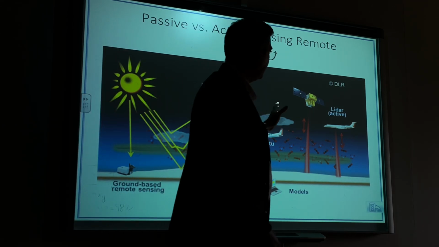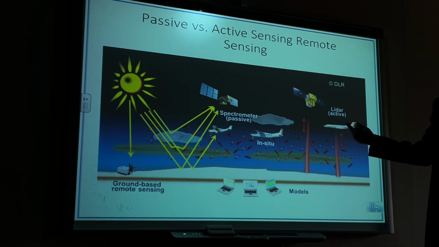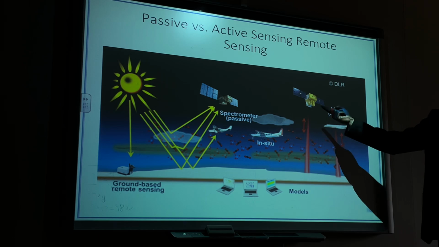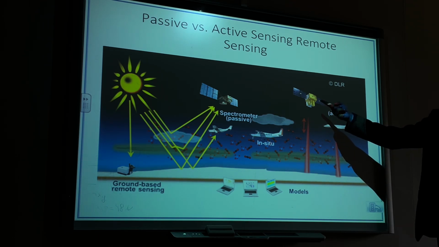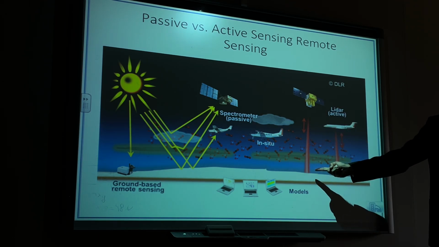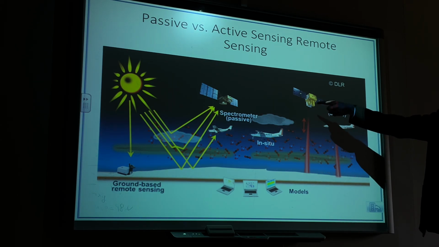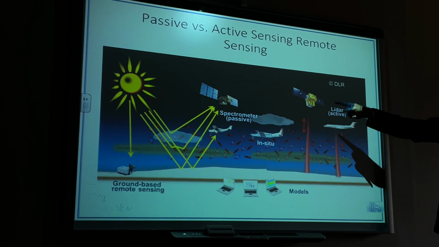Whereas on the right side, you have a sensor, and this sensor has its own source of electromagnetic radiation. It sends the electromagnetic radiation down to the ground surface, and then it is reflected back and recorded by this sensor. So this is active remote sensing.